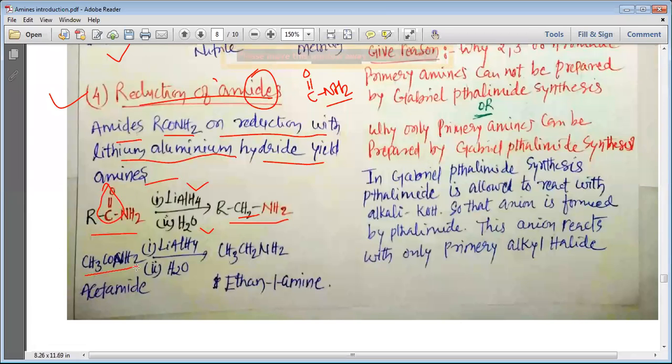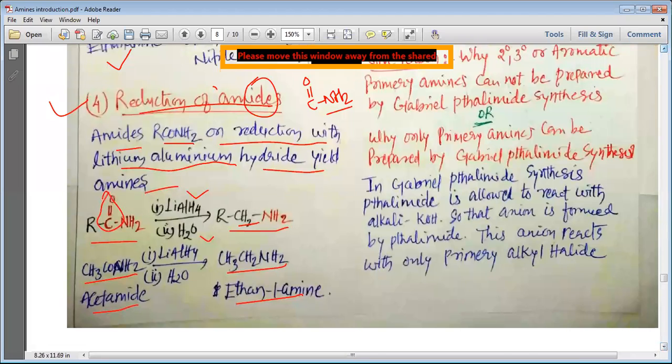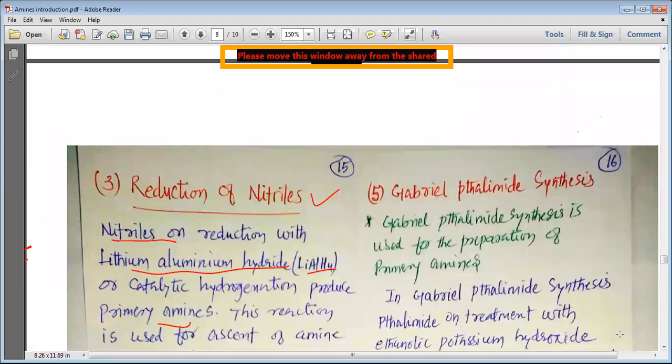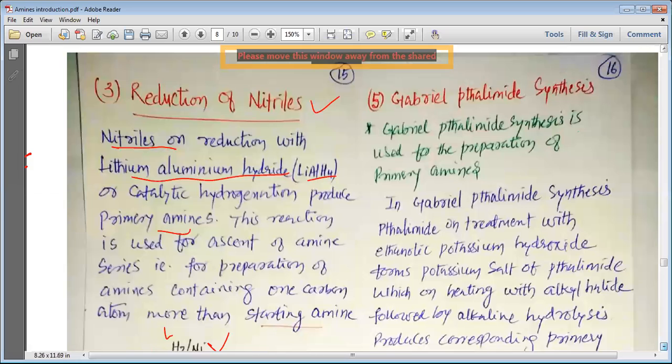So if you have CH3CONH2 with lithium aluminum hydride, it gives us CH3CH2NH2. This is what is known as acetamide. It gives us ethane-1-amine. So this is how, my dear students, we understand the conversion of amide into amines just by the reduction with lithium aluminum hydride.